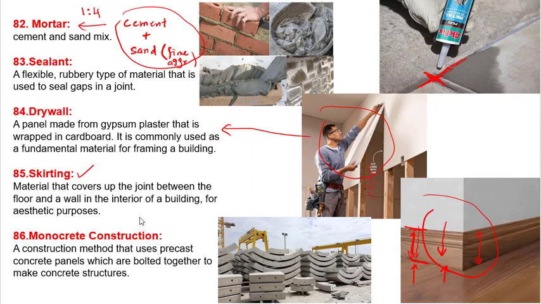And the next point is, if someone asks you what is monocrete construction, a construction method that uses precast concrete panels which are bolted together to make concrete structures, right? These are actually different construction components that are built away from the site, and then they are joined together with bolts, and then after that they are placed to construct the structure. Got it?